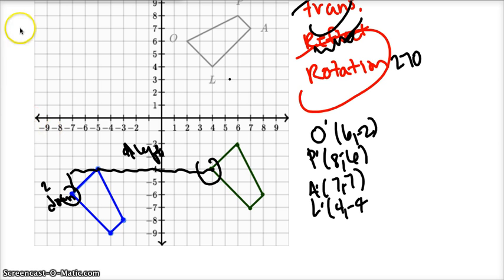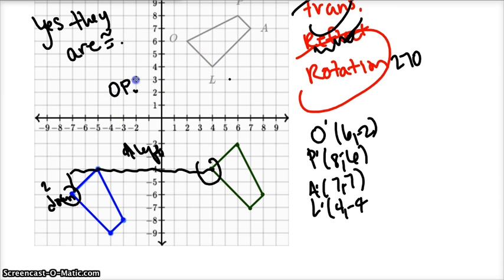So it appears that yes, the figures are congruent. How do I know they're congruent? I know they're congruent because I took the original figure, which was OPAL. I rotated it 270 degrees about the origin, and then I translated it 11 to the left, I'm running out of room, and 2 down. So these shapes are congruent because I was able to take one shape and map it onto the other by a series of congruent transformations.